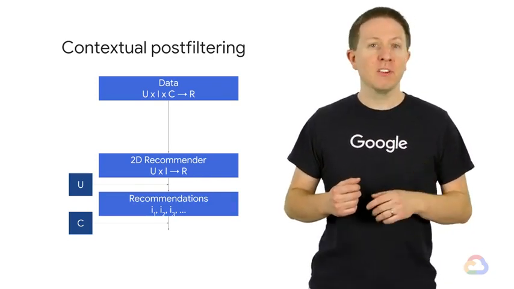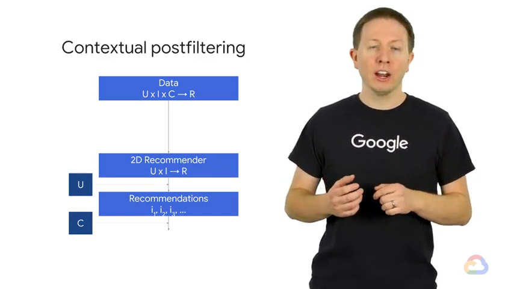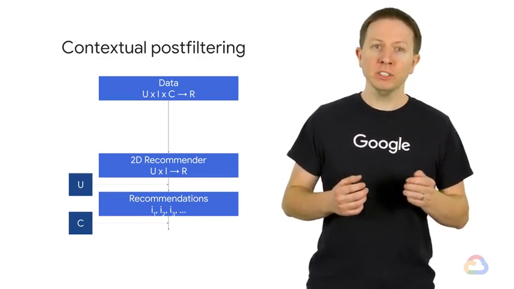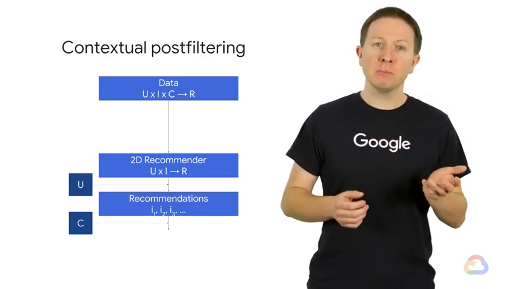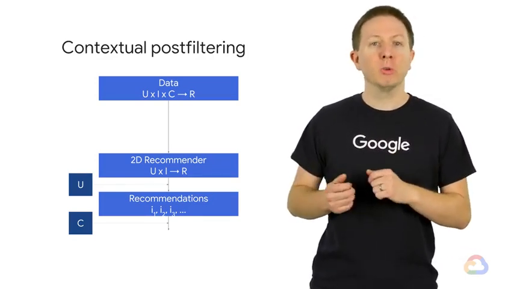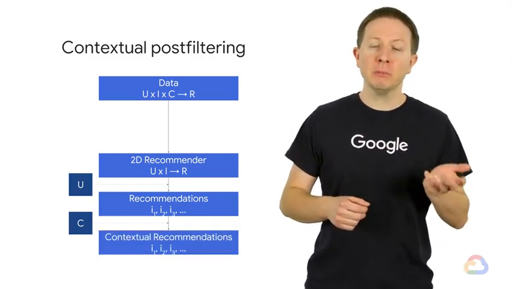For example, if our user from before still wants to see a movie on Thursday after work, and on Thursday they usually watch action movies, our post-filtering can filter out all non-action movies from the recommendations returned by our non-contextual recommender. This then gets us finally to the contextual recommendations that we wanted.